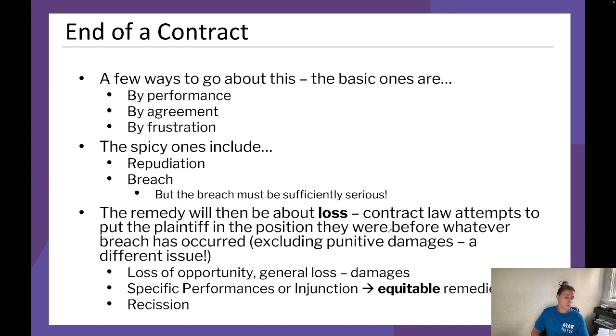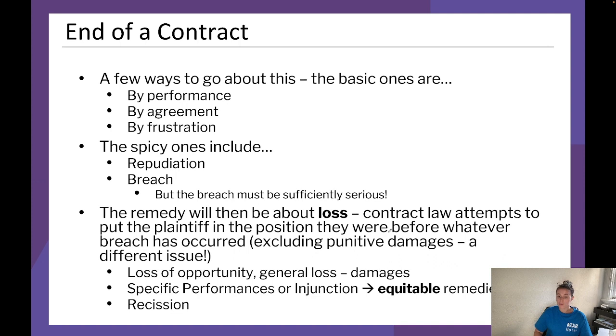As I said, most private law attempts to put the plaintiff in the position they were before whatever happened, with the exception of punitive damages. So there is loss of opportunity and general loss, which is just regular damages. So that includes, I gave you money and now it's gone, give it back to me. Or I entered into agreement with you and you said you were going to get me heaps of exposure, which would have amounted to $50,000 down the track type thing.